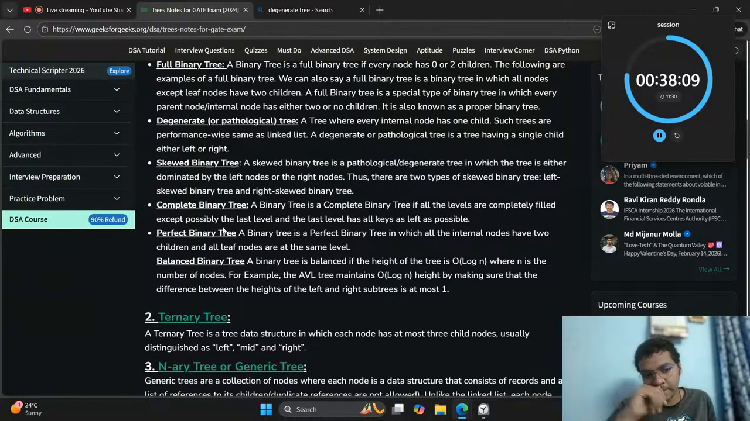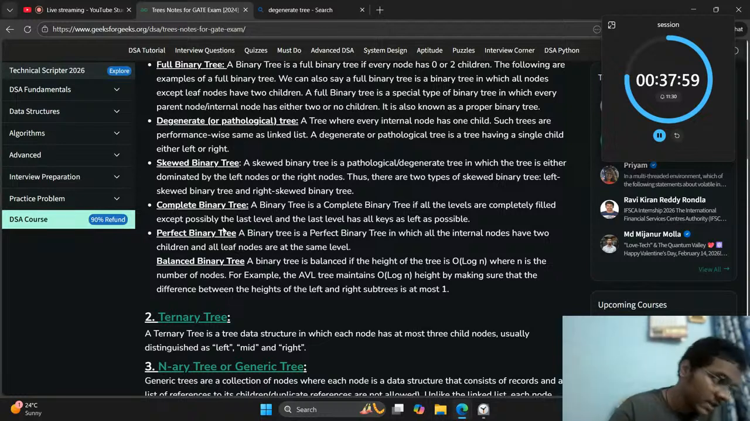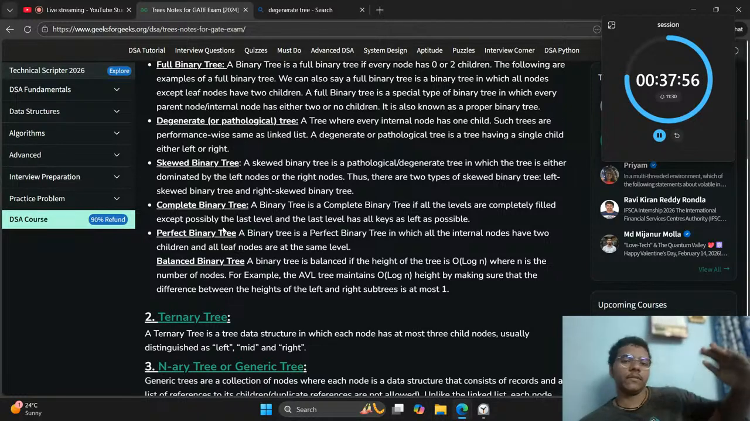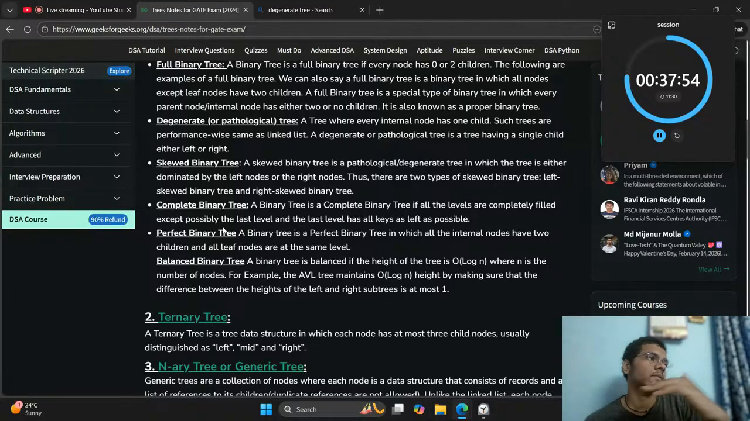Complete binary tree. A binary tree is a complete binary tree if all the levels are completely filled, except possibly the last level, and the last level has all keys as left as possible. That is a complete binary tree. So you are arranging the elements like this from left to right.